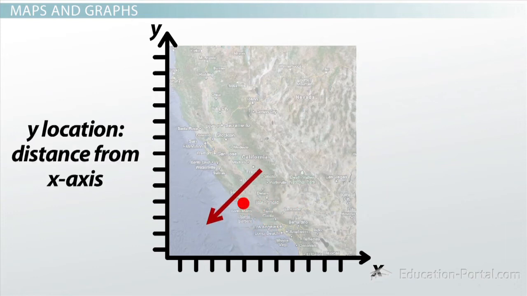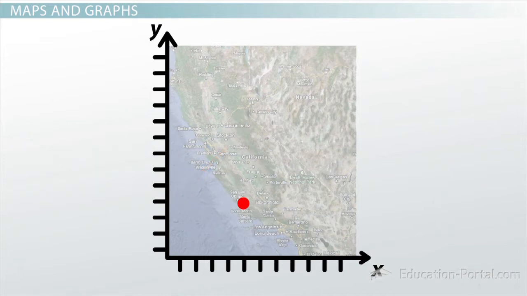This point also has a y location. So this is the distance from the x-axis. This is like how far north you are from the equator. It's given a positive value if it's above the x-axis, and a negative value if it's below the x-axis. And this x-axis is defined to be at y equals 0.